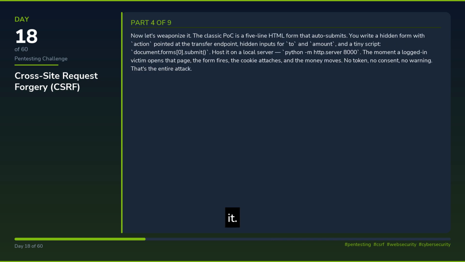Now let's weaponize it. The classic POC is a 5-line HTML form that auto-submits. You write a hidden form with action pointed at the transfer endpoint, hidden inputs for to and amount, and a tiny script, document.forms[0].submit(). Hosted on a local server, python -m http.server 8000. The moment a logged-in victim opens that page, the form fires, the cookie attaches, and the money moves. No token, no consent, no warning.